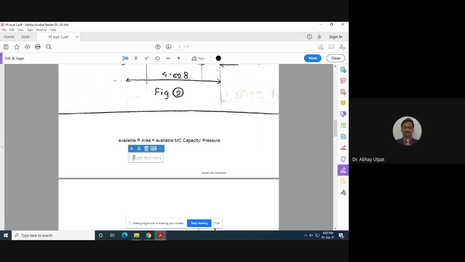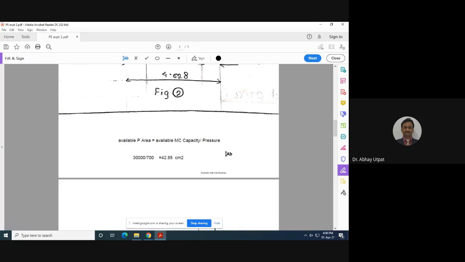So accordingly, I have considered 30 ton, means 30,000 kg is available, and injection pressure is 700. So 30,000 kg divided by 700 kg per centimeter square. It becomes 42.85 centimeter square. So this calculation you confirm. 42.85 centimeter square projected area is available for you. You have to play in between this area.